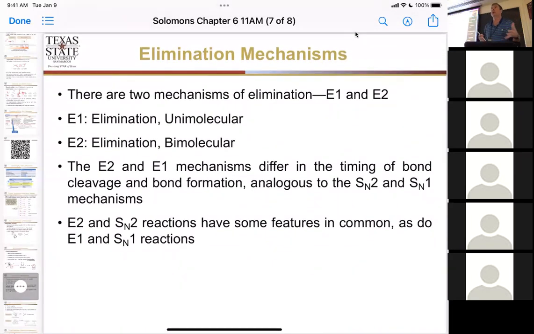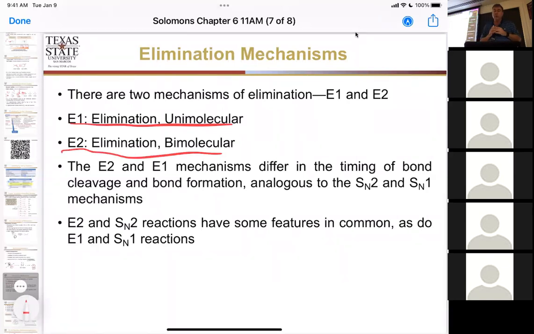Obviously, if there's an SN1 and an SN2 for substitution reactions, we're going to have two different ways to do this. It's going to be an E1 and an E2. And they're similar in the fact that E1 means unimolecular. E1 means carbocation. E2, like SN2, is bimolecular. You have to have the base pulling the hydrogen off before the reaction happens, and so it's bimolecular. It uses the same terminology as the substitution reactions, except the E stands for elimination.